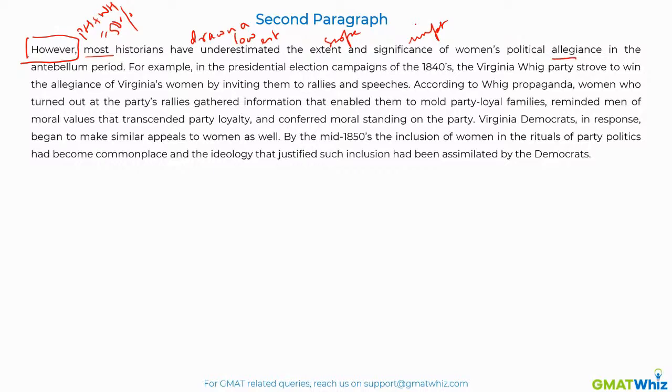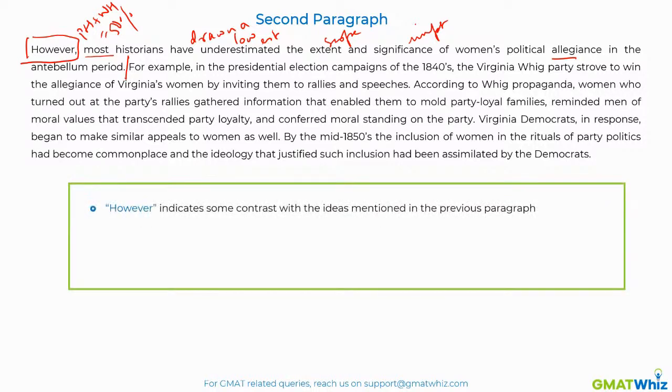Now, what if I don't know the meaning of allegiance? I tell you this, guys, at GMAT Viz, we have a lesson on teaching you how to wait for the context to give you the meaning of a word. So right now you don't know, let's say, the meaning of political allegiance. Don't panic, don't worry, wait. I'll show you how. In whose words is this line? Who is saying the majority of the historians have not drawn the correct estimate of the scope and importance of women's political something in the particular period? Since it is not attributed to anybody else, it is the author's words.